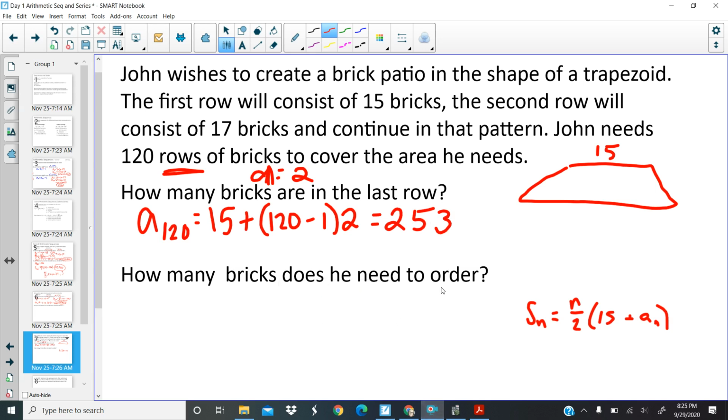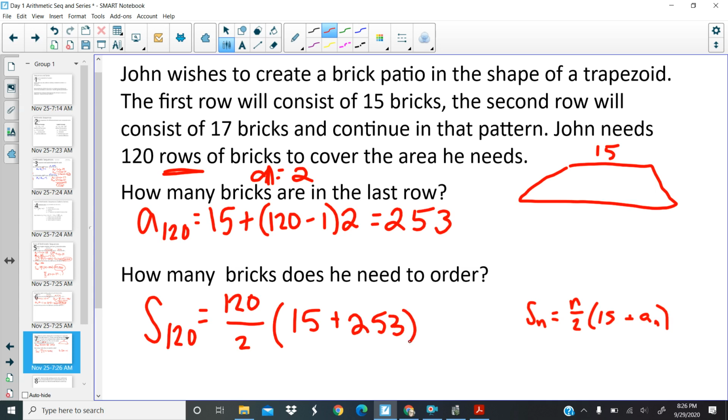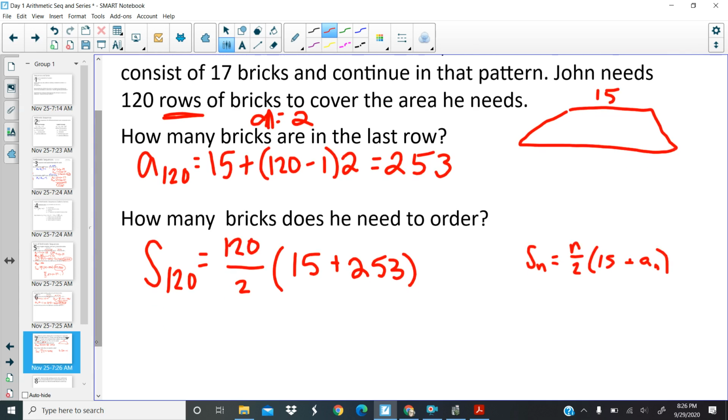So then once I know how many bricks are in the last row, that can help me figure out how many he needs to order. So how many he needs to order is going to be the sum of all of the bricks in the 120 rows. So that's going to be S sub 120. And that's going to equal n divided by 2. So that would be 120 divided by 2 times the number of bricks in the first row, which is 15, plus the number of bricks in the last row, which is 253. And then you would just calculate that to find out how many total bricks he needs.